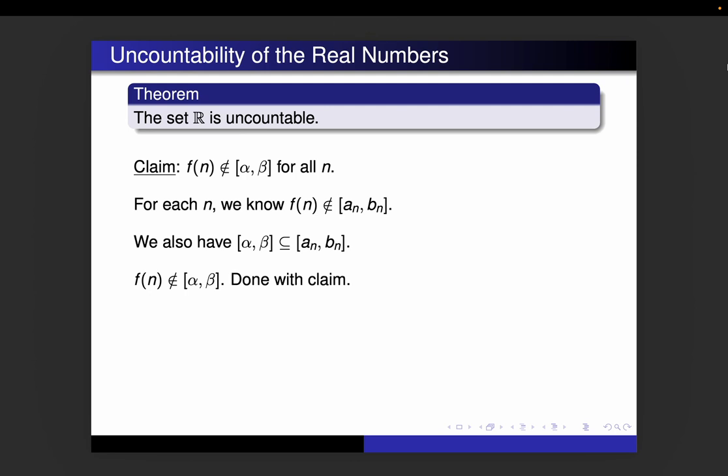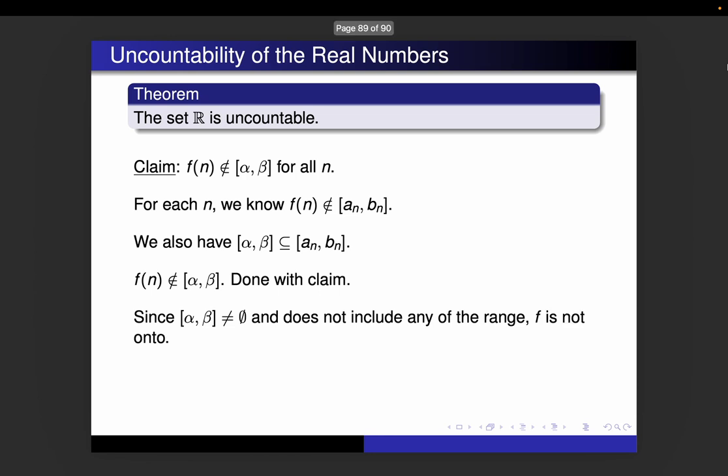And so, we're done with the claim, but the claim gives us everything. We know that the closed interval between alpha and beta is non-empty and does not include any of the range, and that means that f is not onto. It does not have as outputs the numbers between alpha and beta. That's our contradiction, and that finishes off our proof.